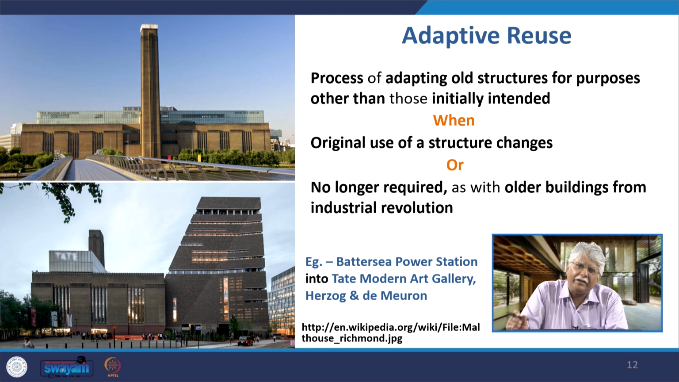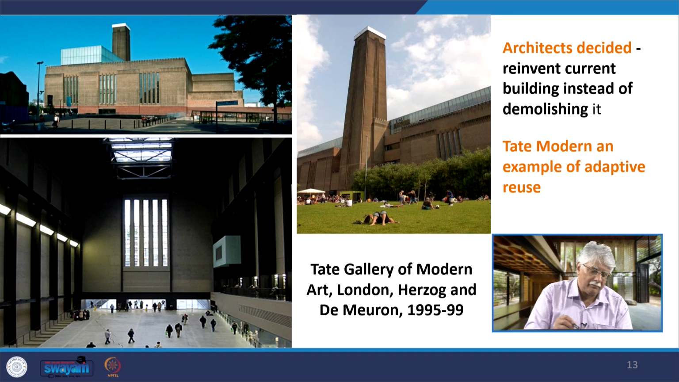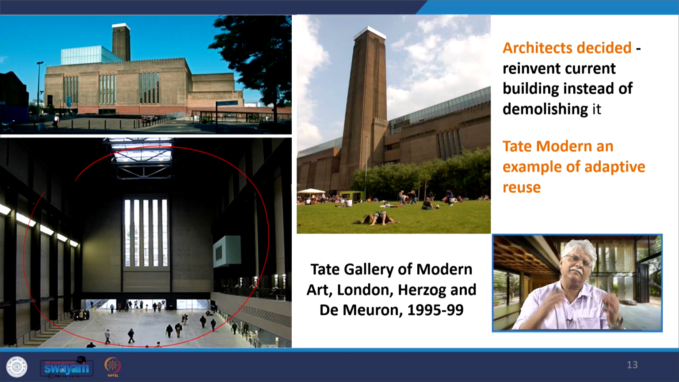It is the process of adapting old structures for purposes other than that which was initially intended, when the original use of the structure changes or is no longer required, as with older buildings from the Industrial Revolution era, for example the Battersea Power Station. So here this massive volume which was a part of the power station is now this fantastic exhibition space. The architects decided to reinvent the current building instead of demolishing it, and Tate Modern is a classic example of adaptive reuse.